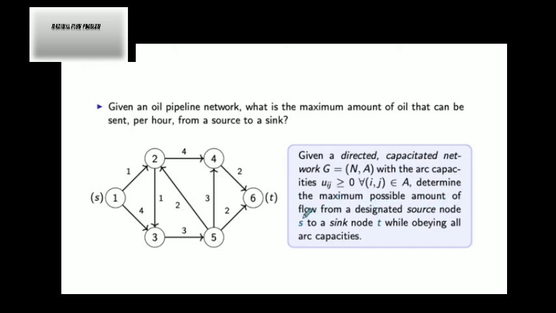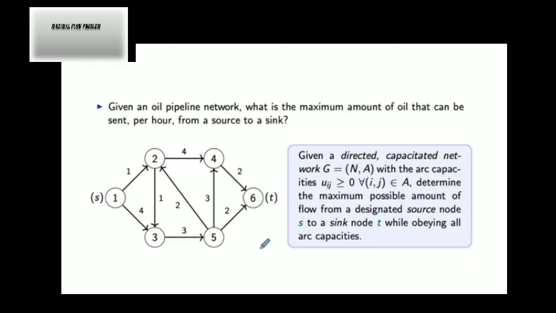We want to determine the maximum possible amount of flow that we can send from source to sink so that no arc's capacity is violated. For example, we can send 1 unit of flow along the path from 1 to 2, 2 to 4, 4 to 6. We don't violate any capacity constraints on this route. And 1 to 3, 3 to 5, 5 to 6, we don't violate any capacity on this route either.